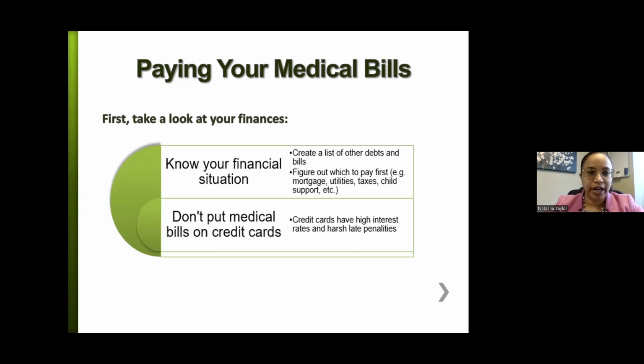Also, as much as you can, try not to put medical bills on credit cards. Credit cards have high interest rates and harsh late penalties and often force you into a deeper cycle of debt. So again, it's always better to try to work out a payment plan with your provider instead of putting it on a credit card and now you have to pay that debt plus interest.